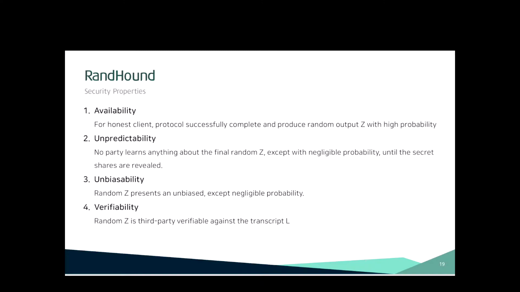Unbiasability is about that the secret should be unbiased except for a very small probability. And verifiability means that the random Z value should be verifiable even from an external third party. In this case, using the transcript.